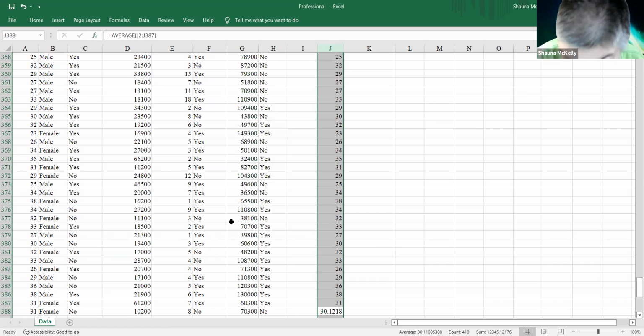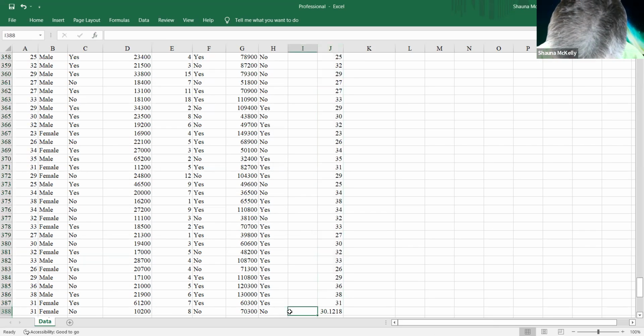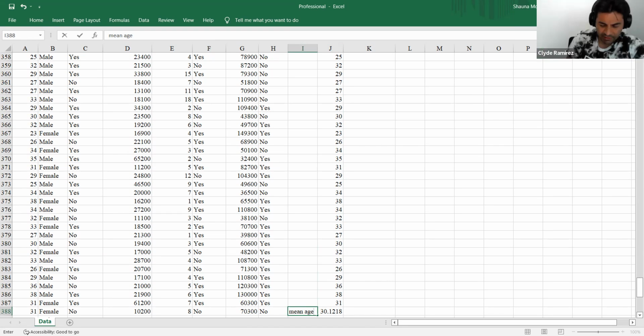OK. And the average is, so this is going to be your mean age. That's your mean age, 30.1218. I don't know how many decimal places they want.